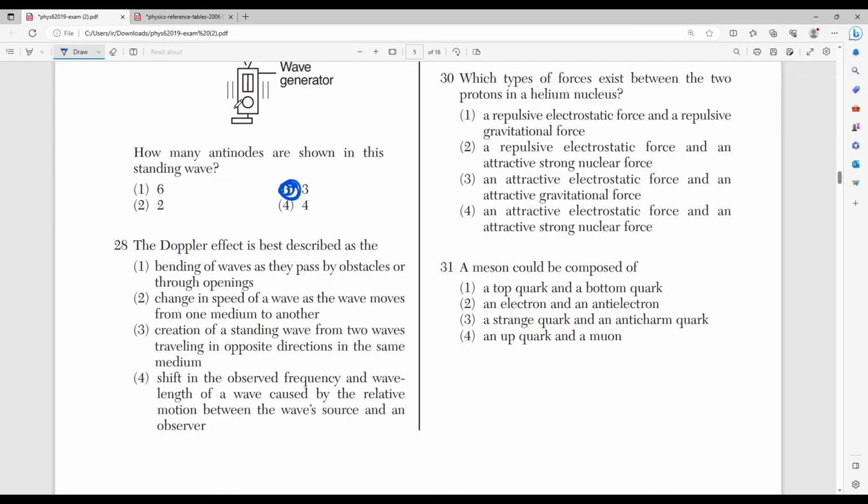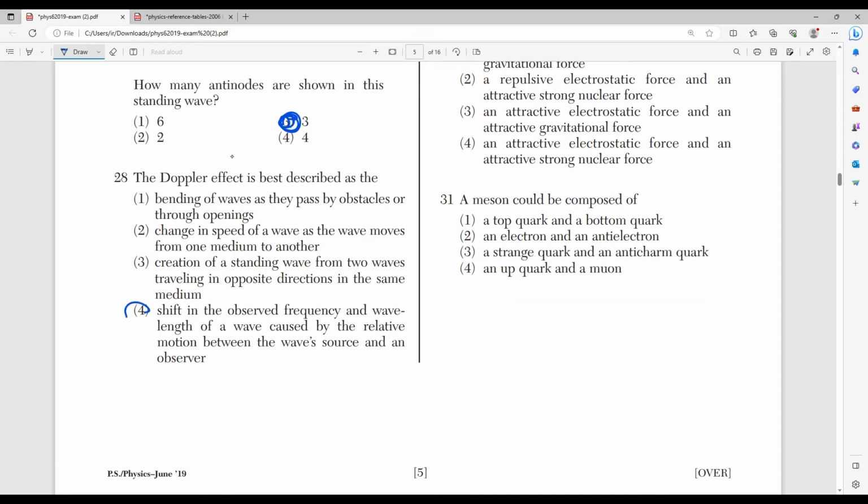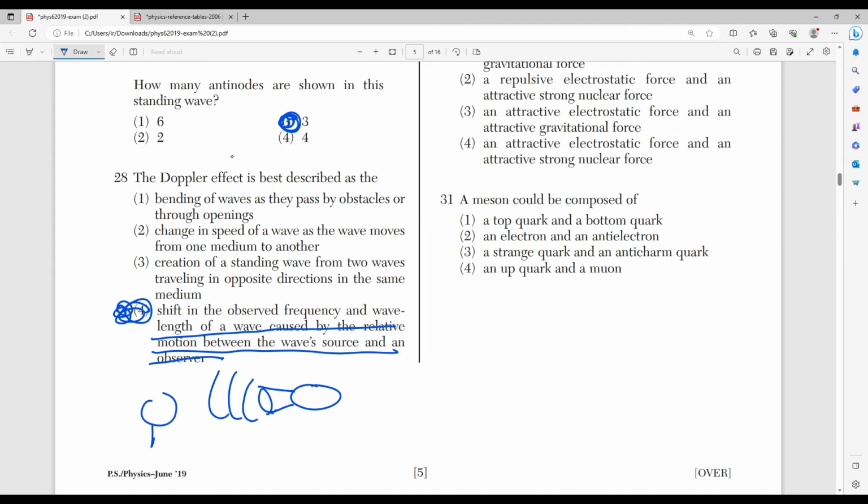Number 28 says the Doppler effect is best described by the shift in observed frequency and wavelength of the wave caused by the relative motion between the wave source and the wave's observer, right? All this is saying is that if something is emitting a wave, let's just say this is a speaker on a car and it's emitting a wave, if you're standing here and you listen to it, and you're standing here and you listen to it, you're going to observe a different frequency, right? You're going to hear a higher pitch here and a lower pitch here. There's a difference in frequency. If you're analyzing the wave, you're going to have a higher frequency here, lower frequency here, higher wavelength here, lower wavelength here, right?